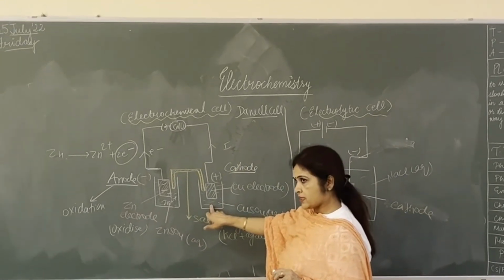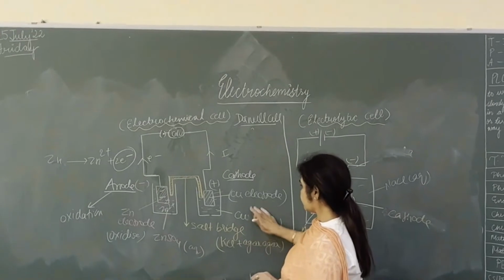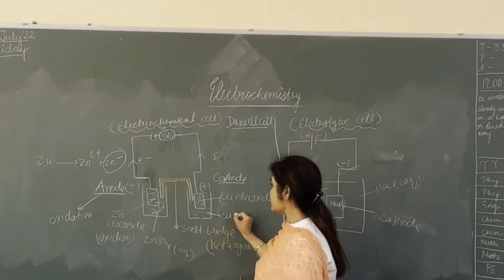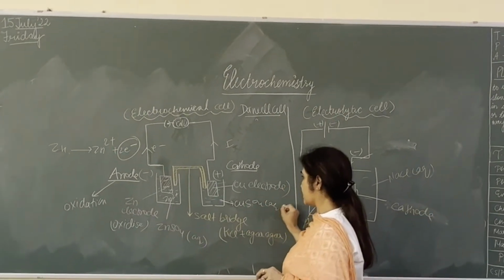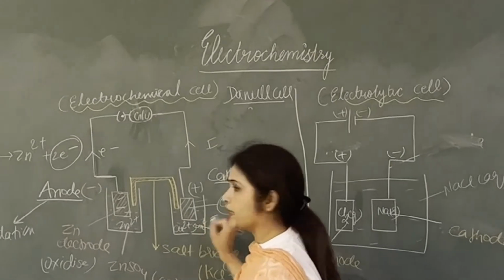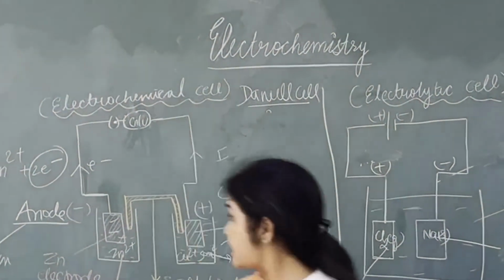solution में चला जाएगा, right? And in this solution, what we have taken? Copper sulfate. We have taken copper sulfate solution. So what is there? Copper 2 plus and sulfate 2 minus.